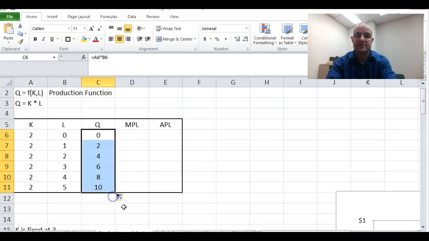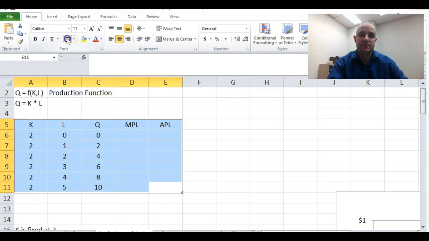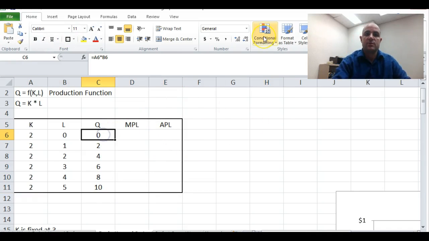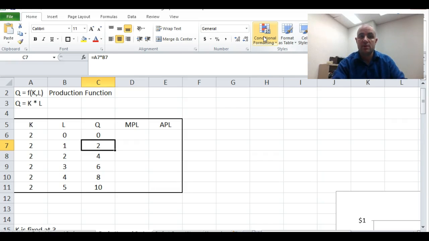And so when we do that, this is our output. When you have 0 units of labor, you get 0 output. When you have 1 unit of labor, you get 2. 2, 4, 3, 6, 4, 8, 5, 10.